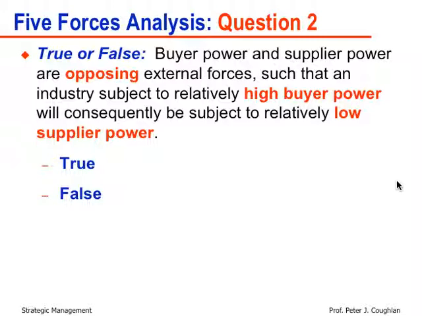The idea is that buyer power and supplier power are opposing external forces such that an industry subject to relatively high buyer power will consequently be subject to relatively low supplier power. In other words, if you're doing a 5-force analysis and you find that the bargaining power of buyers is high, then it must be that the bargaining power of suppliers is low. They have to be opposites. You can't have high buyer power with high supplier power, or low buyer power with low supplier power. That's what this question is saying.